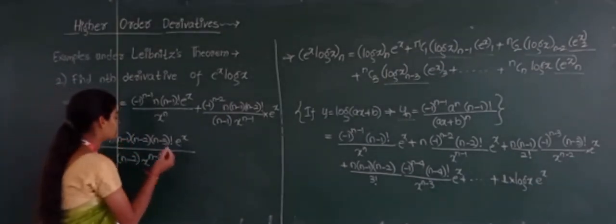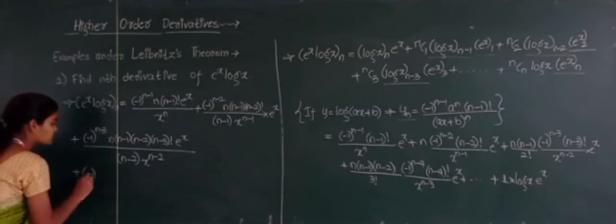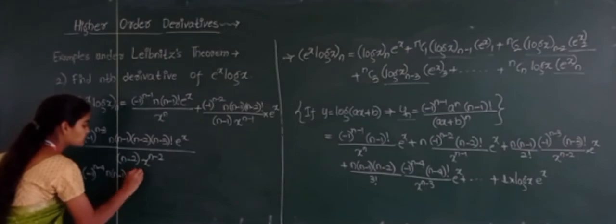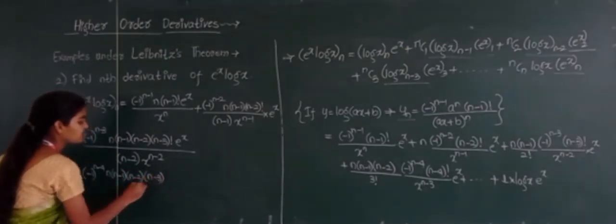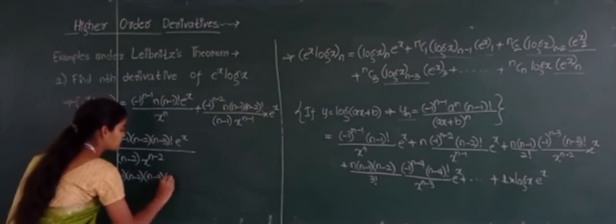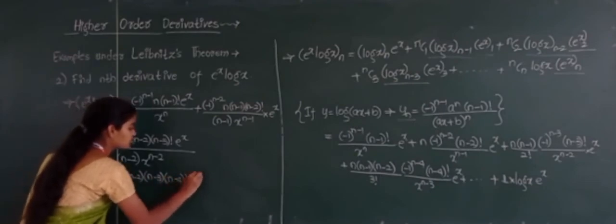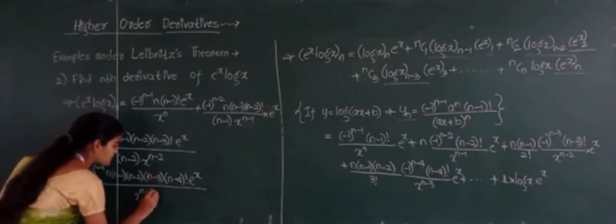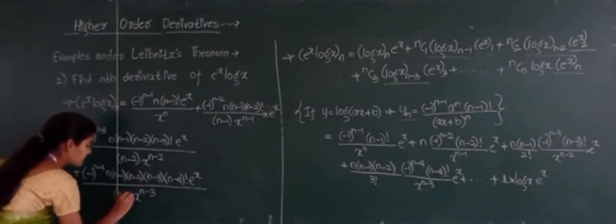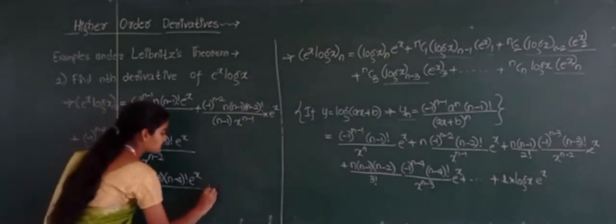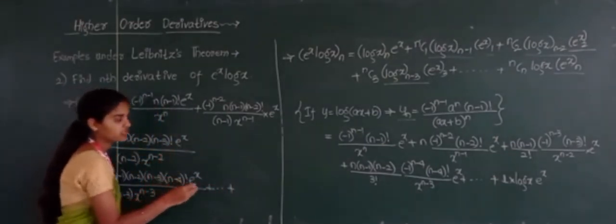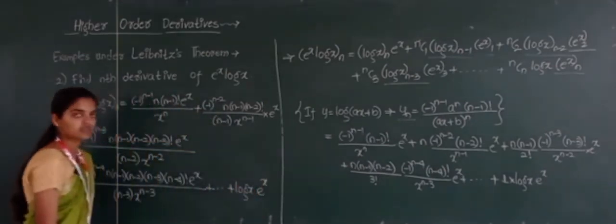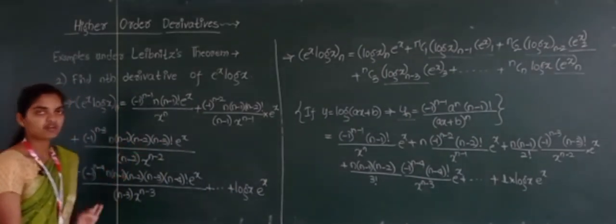So plus next term is minus 1 raised to n minus 4 into n into n minus 1 into n minus 2 into n minus 3, next is n minus 4 factorial e raised to x divided by, in the denominator what we have? x raised to n minus 3, so I have multiplied and divided by n minus 3, plus and so on, it continues, and our last point is log x into e raised to x. So these are the terms I have adjusted.